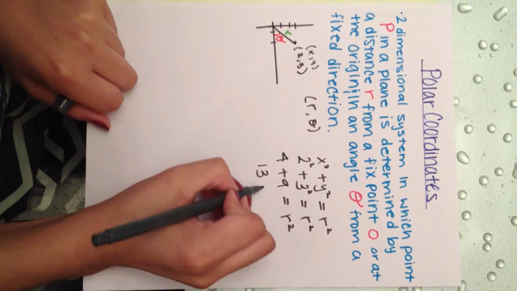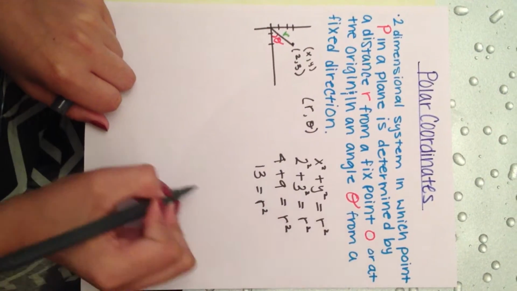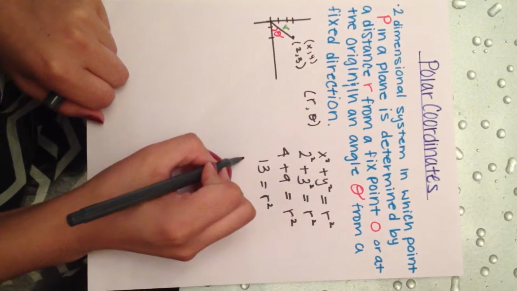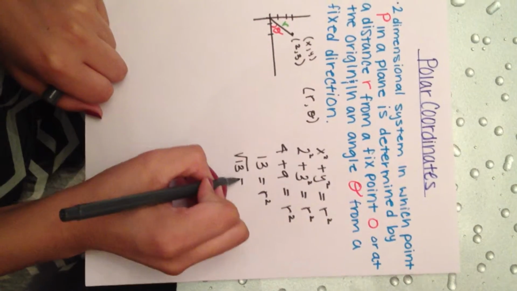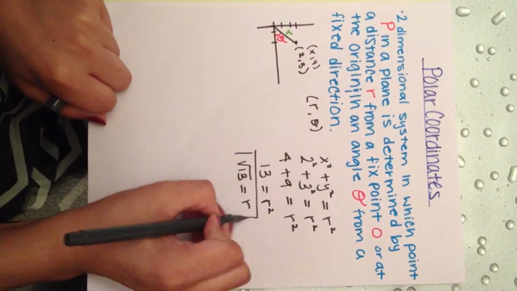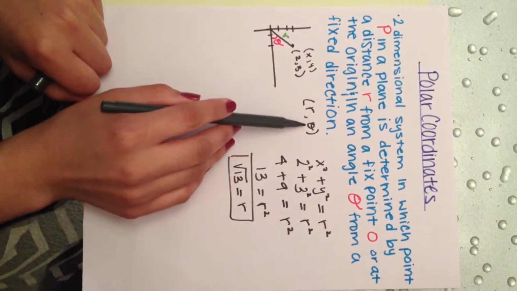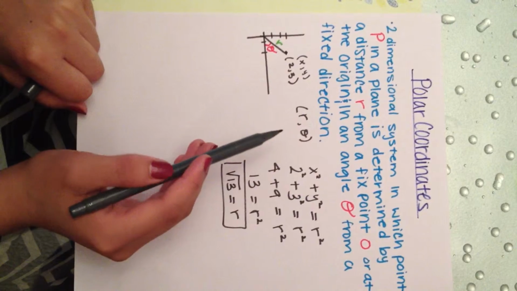That sums to 13 equals r squared. We're trying to find only r, so it will be the square root of 13 equals r. And we have our r. But we still have to find our theta, which is the angle.